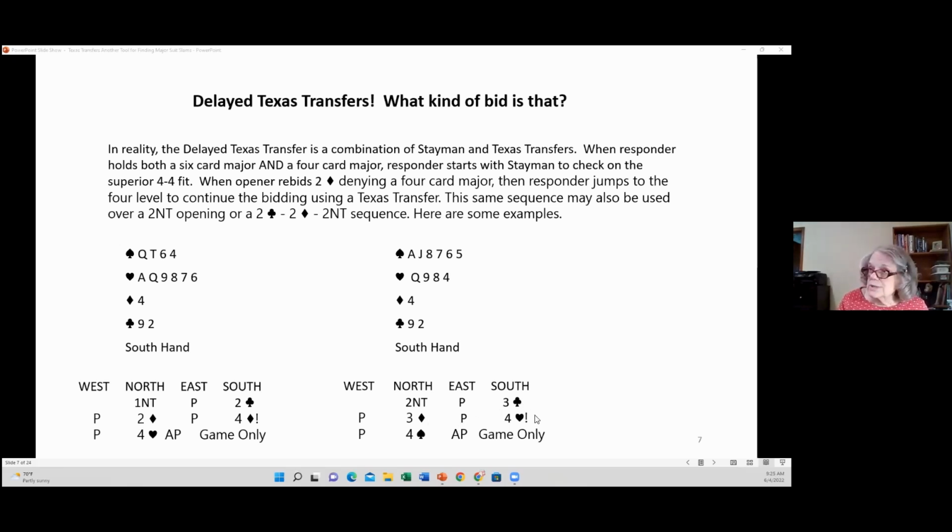4 hearts says, well, I have 4 hearts, but I also have 6 spades, partner. Please bid 4 spades. We'll play the spade game instead. So this way you find either the superior 4-4 fit, or if that one doesn't exist, you know there is a 6-2 fit.